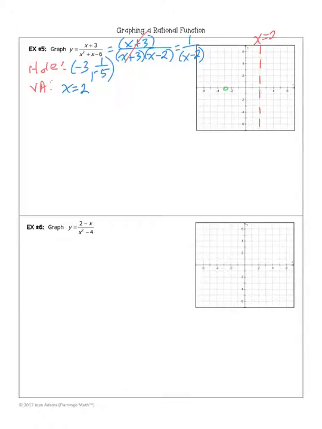Then I want to see if there's any horizontal asymptotes. So I want to compare the degree of my numerator to the degree of my denominator. And I always want to look at the original. So my original is 1 to 2. 1 to 2. So 1 is less than 2. So I should have a horizontal asymptote of y equals 0.